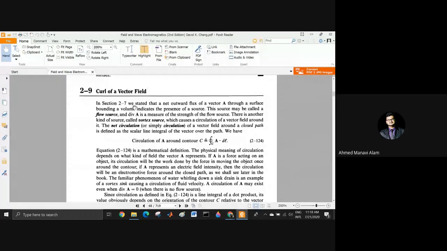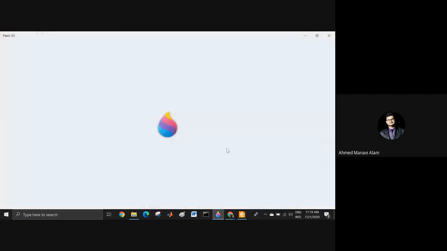Okay, so here on the screen you can see the name of the topic is curl of a vector. So far we have covered two topics about these vectors. One topic was the gradient and another topic was the divergence. So today we will continue with the curl of a vector. So what is a curl of a vector, sir?